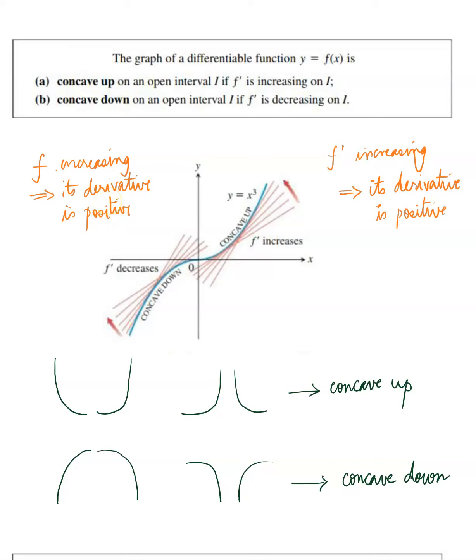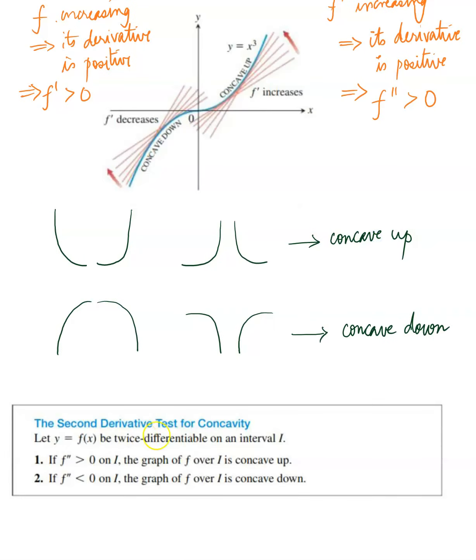And what is the derivative of f? F prime. So f prime was positive. So what is the derivative of f prime? That's going to be f double prime. The derivative of f is f prime. The derivative of f prime is f double prime. And that is what this second derivative test for concavity allows us to do.